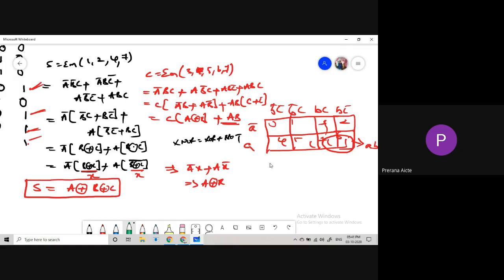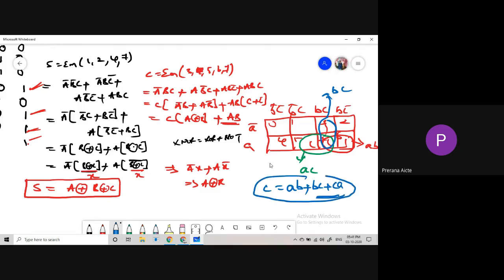If we take 6, 7, we get AB only, right? Yes, sir. If I take 5, 7, that gives AC. If I take 3, 7, that gives BC. So carry equals AB plus BC plus AC, which is AB plus BC plus CA.